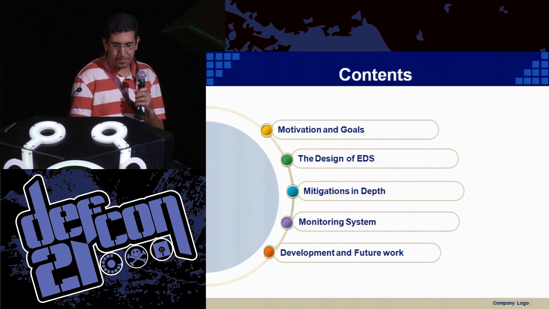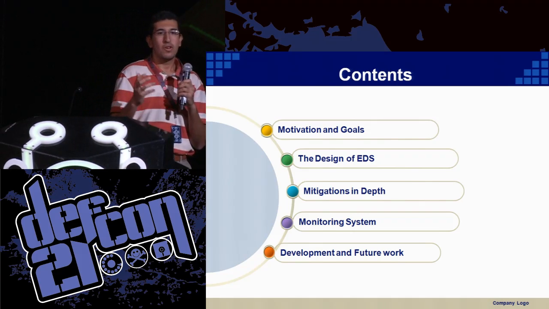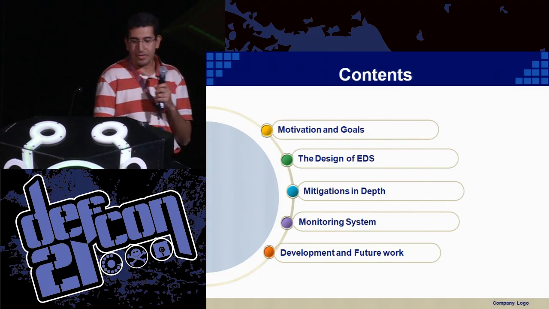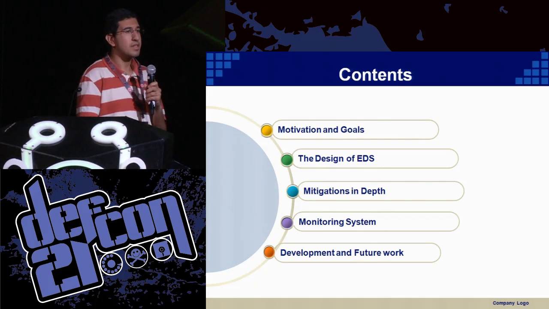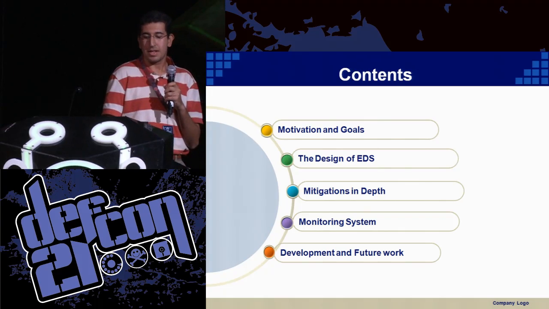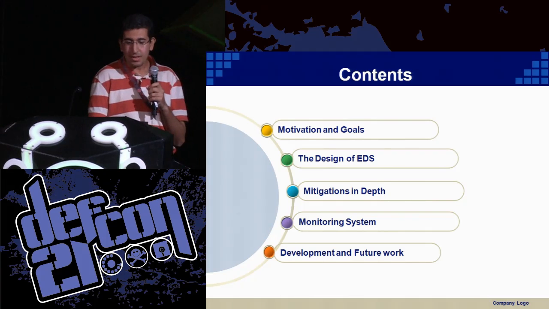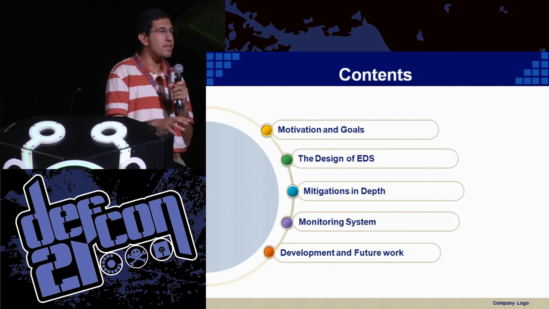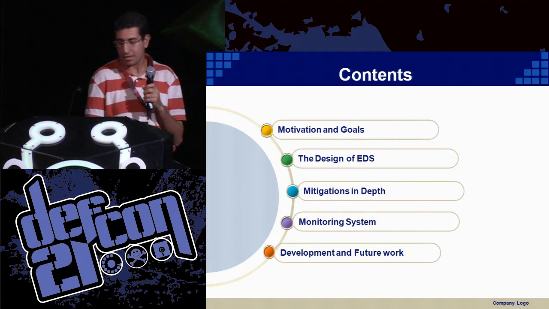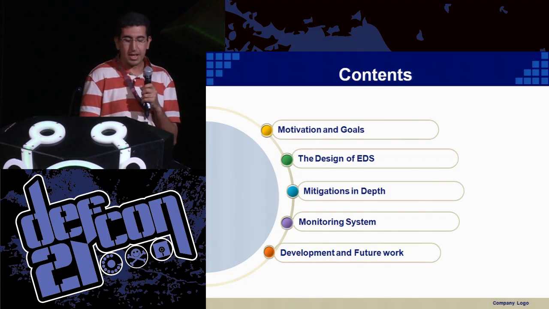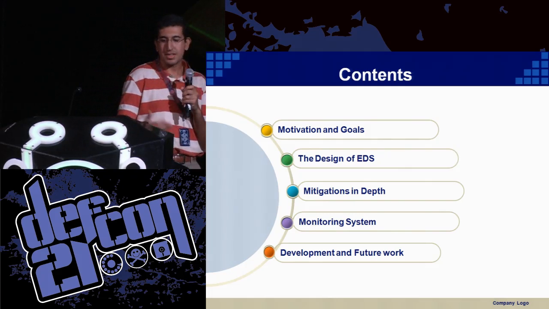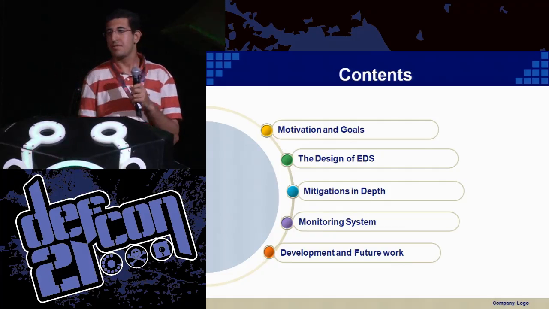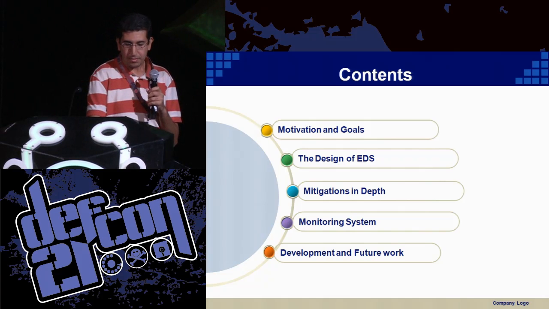Okay. First, we'll talk about why EDS, the goals of this tool, and how I created it. Then I will talk about the design of this tool and the mitigations it uses inside EDS to stop all the attack vectors. And I will talk about the attack vectors, explaining them in detail, not huge detail, just enough for everyone to understand. And I will talk about the monitoring system, which is also inside the EDS. And then the development and my future point of view for EDS. Let's begin.